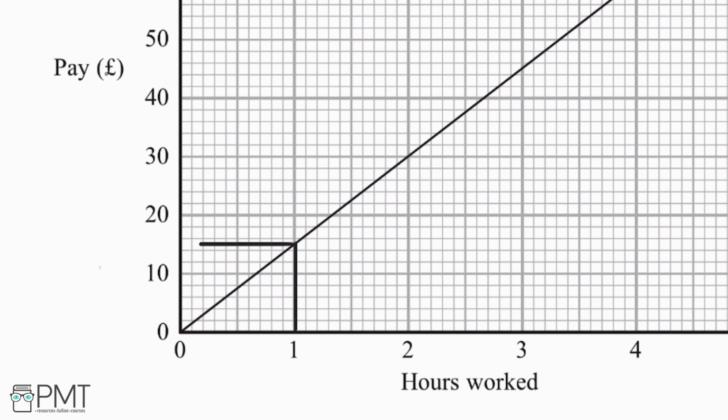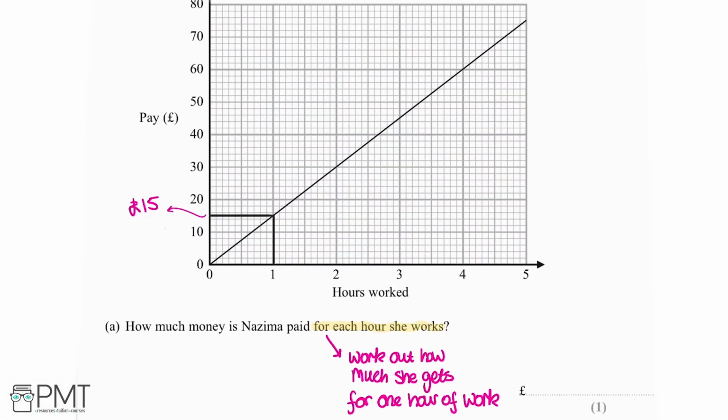And then we're going to draw across from there. Now reading off on our pay axis here, each of these boxes are going up in 2. So it's going to be 12, 14, 16, 18, 20. So we're going from 10, 12, 14, 16. This is halfway between that, so it's going to be 15. So she's getting paid £15 for 1 hour of work. And that is our final answer for 1 mark.